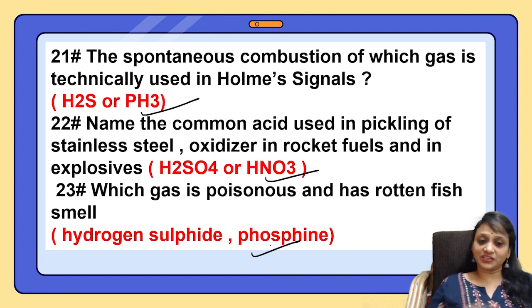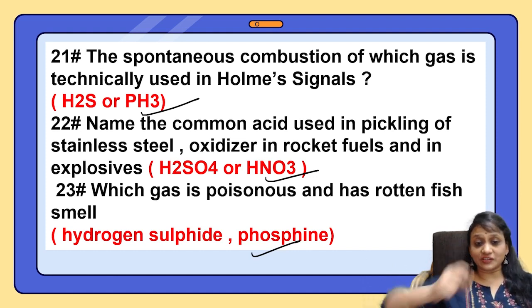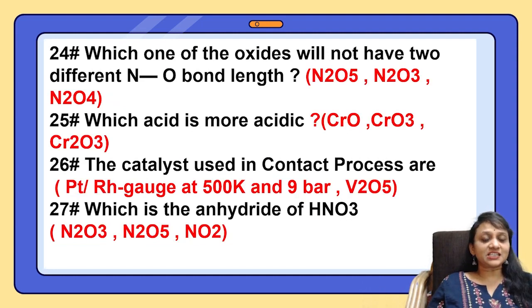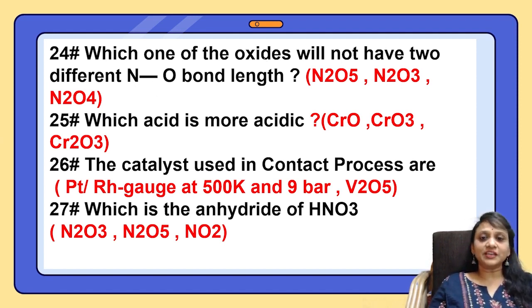Yes, PH3. Right? So careful, students, don't immediately write hydrogen sulfide. I said poisonous gas. That's why phosphine. Next comes 24th. Which one of the oxides will not have two different nitrogen-oxygen bond lengths? Which of these oxides of nitrogen will not have two different bond lengths?